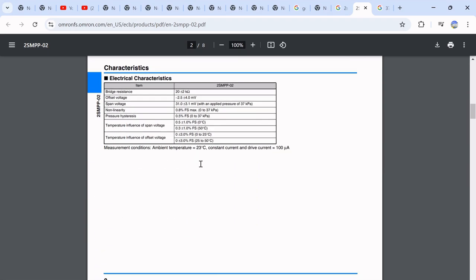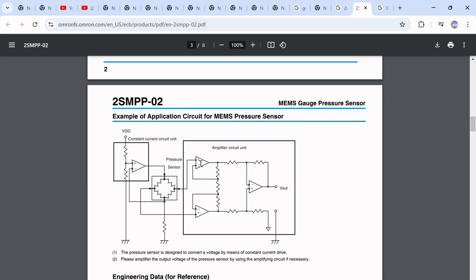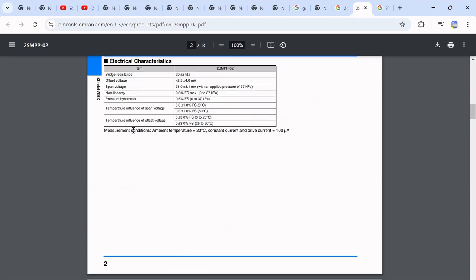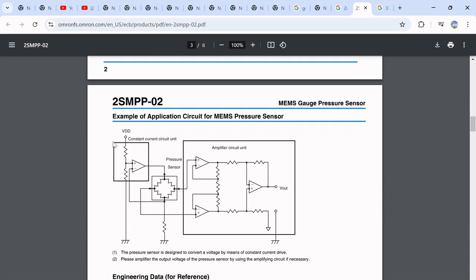Here basically we can see the measurement conditions, and these parameters are very important. The measurement condition is 23 degrees Celsius, or you can go up to 25, which is considered normal room temperature. And the constant current drive of this sensor is 100 microampere. So a constant current circuit is made using an operational amplifier. We can properly tune these resistor values to get the desired current.